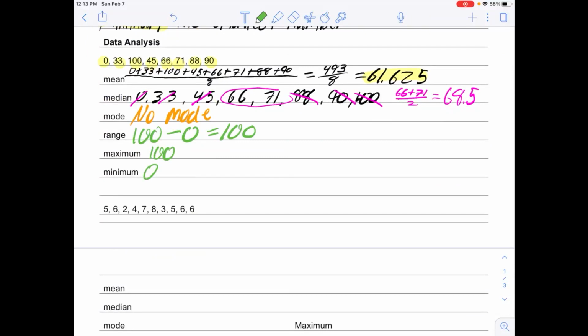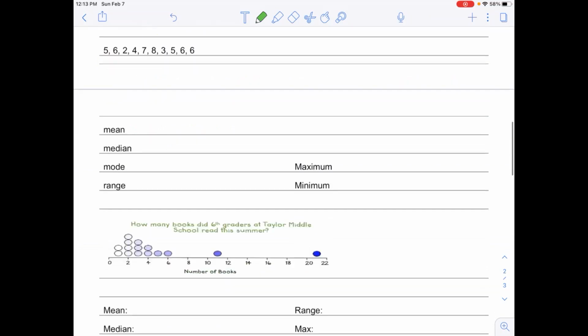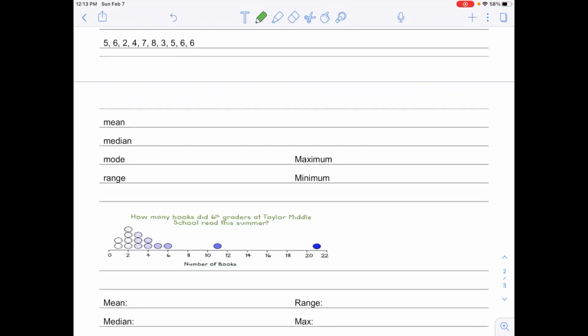So what I would like you to do now is go in and see if you can find the median, mode, range, maximum, and minimum of this data set. So pause the video here, see if you can find all of those, and then restart the video and check your work when you're done.